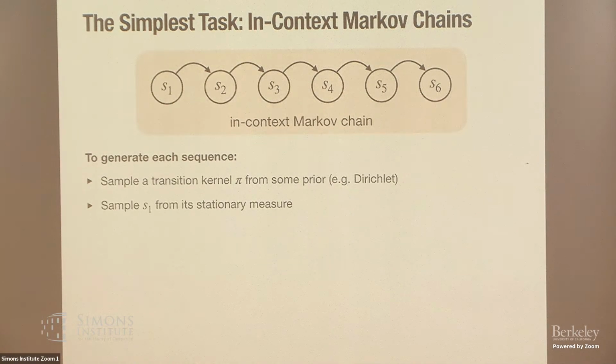The starting node comes from the stationary measure. And then we generate data, a sequence that respects the Markov structure. Meaning we sample S_{i+1} from the transition given S_i.